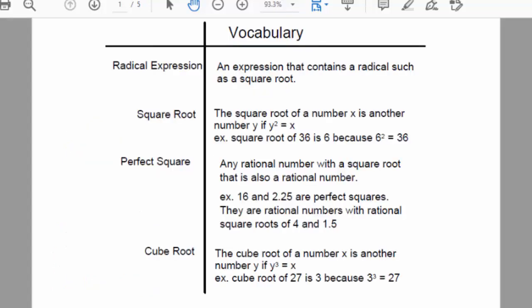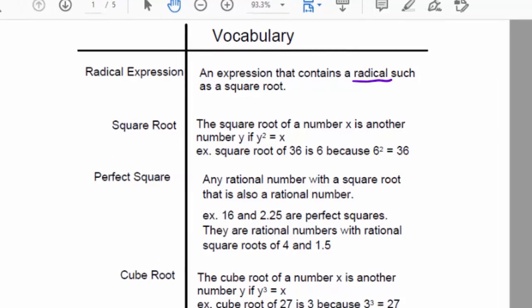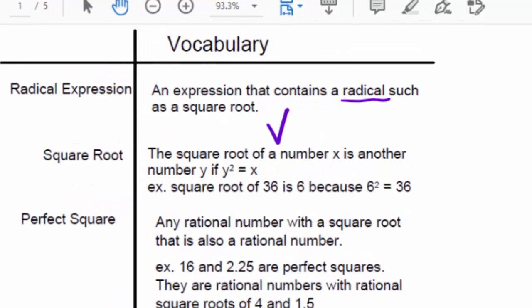All right, for the first one here, we have radical expression. It's an expression that contains a radical, such as a square root, and the radical sign looks like this. And the bar that goes above it is simply like a grouping symbol. So anything that's under that bar is part of the square root. Anything that's outside the bar is not.